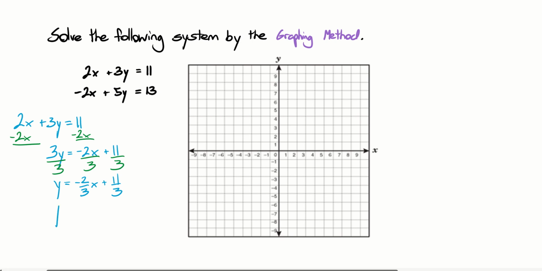And while that slope is okay, I'm not a big fan of that y-intercept being 11/3. I'm just going to go right ahead and make that into 3.6 repeating, which it is. And then I got to graph it. I got to graph that line.